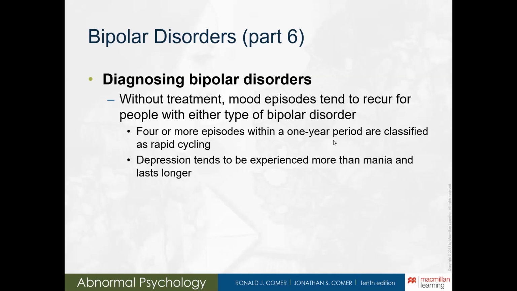So, when we are looking at the diagnosis, especially if someone doesn't have treatment, the mood episodes tend to recur for people with either type of bipolar disorder. So, 4 or more episodes within a 1 year period are classified as what's called cycling. Cycling is where you go from some type of mania to some type of depression, and then you continue that cycle. Depression tends to be experienced more than mania and can last a lot longer than mania itself. And generally, when episodes occur, these rapid cycling episodes, the intervening periods of normality grow shorter and shorter.